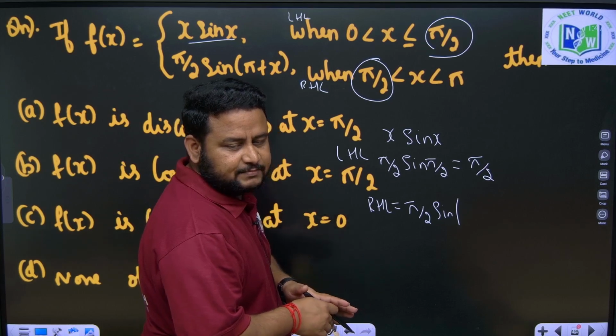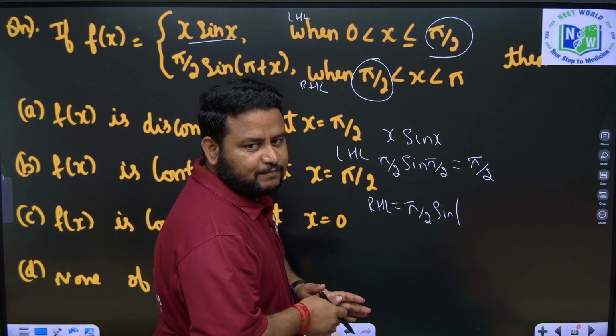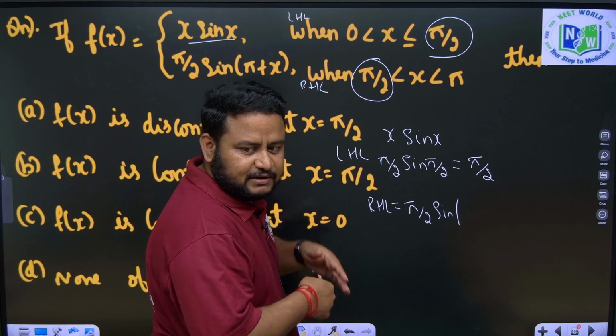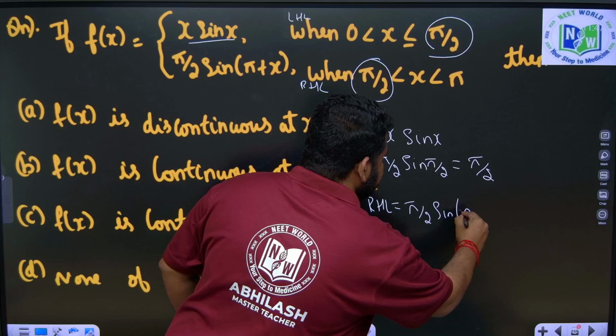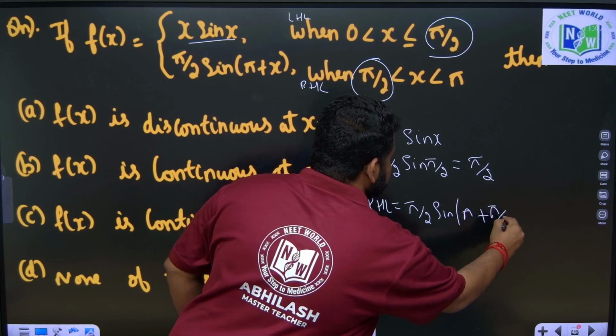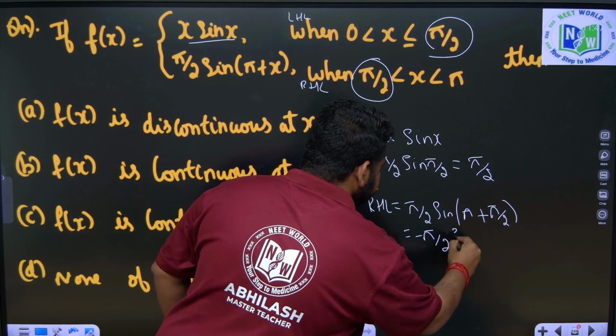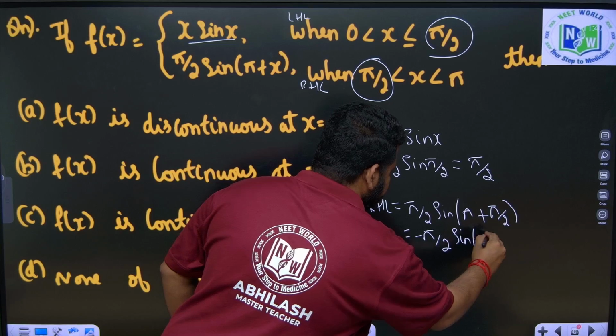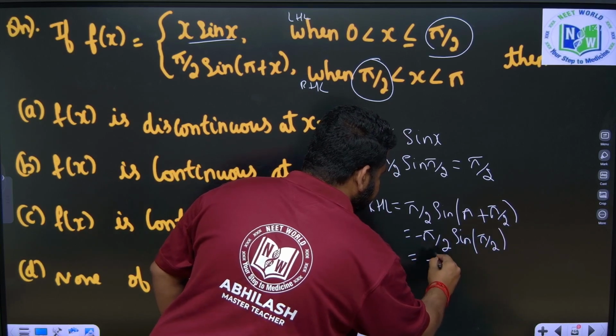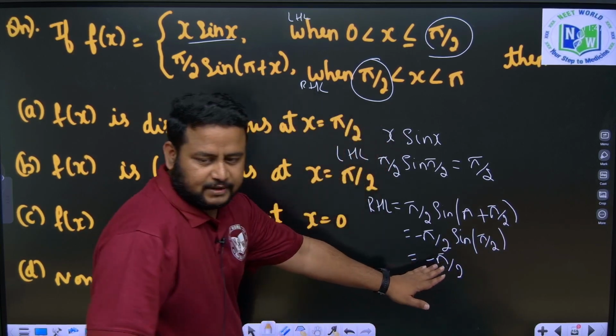Okay, 180 is nothing but what? It is an even multiple of pi by 2. For an even multiple of pi by 2, sin will remain sin. So this will become sin of pi plus pi by 2, which is equal to pi by 2 into minus sin pi by 2. This will be minus pi by 2 into 1, that is nothing but minus pi by 2.